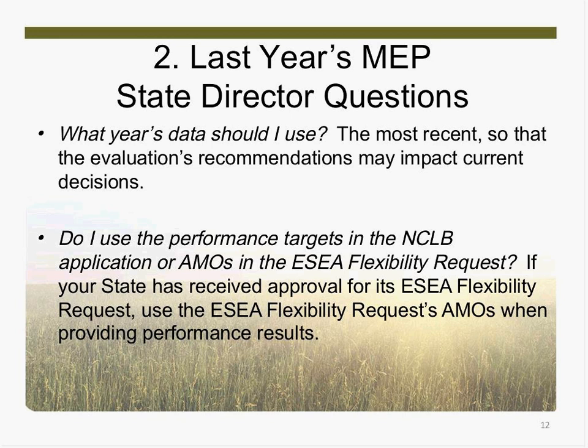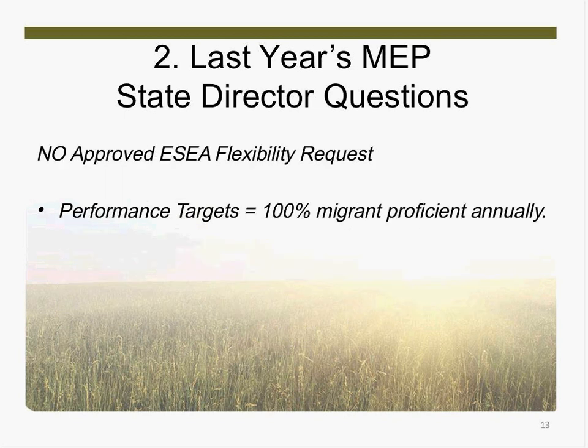And then, this question, do I use the performance targets in NCLB or the AMOs? And what we did this year is try to break this up, and we discussed this earlier. If you have a state like Mary was talking, Vermont, if you still have NCLB and no flexibility request, it's a real simple thing for you to do. It's always 100% into the future until there's reauthorization of ESEA. So if you're a state with no request, there you have it.